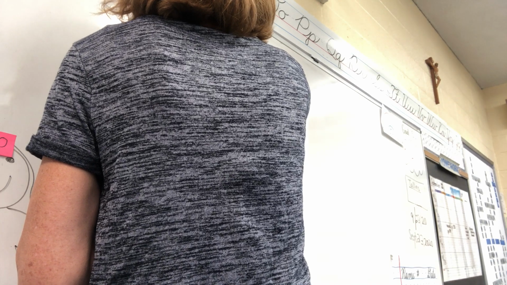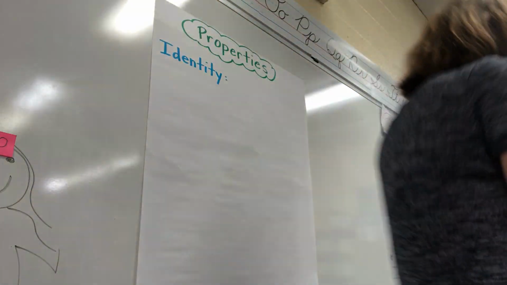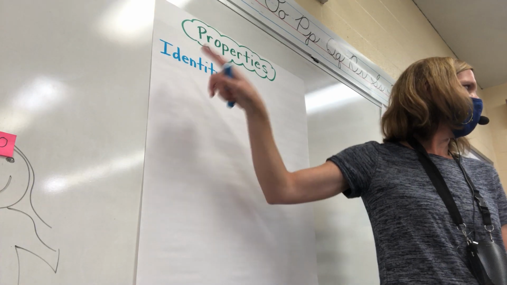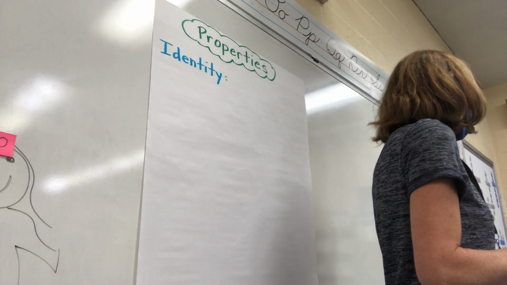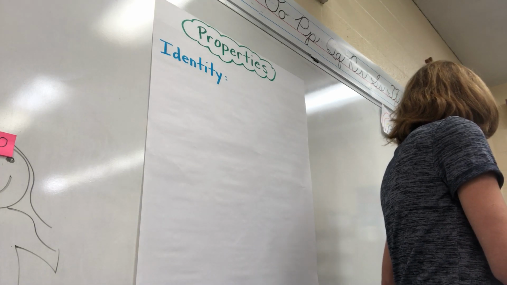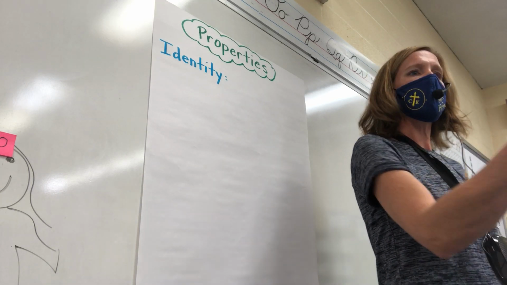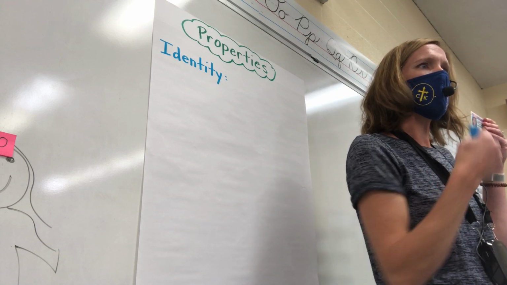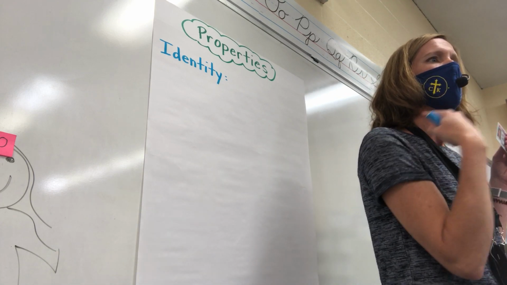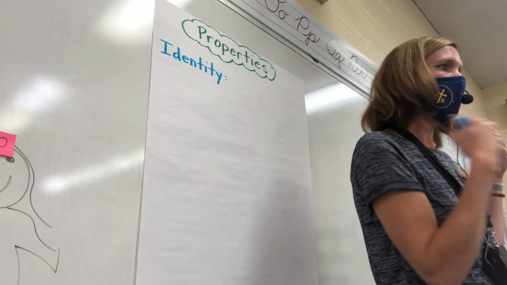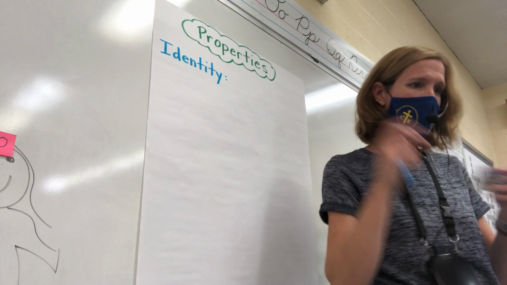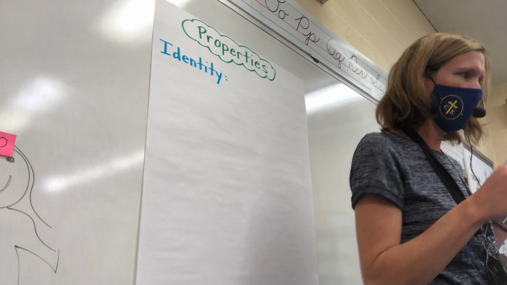The identity property. Do you see this word, identify or identification? Lincoln, I need your ears. This is my ID. This is my identification. It shows who I am. It's supposed to look exactly like me because it's a picture of me.